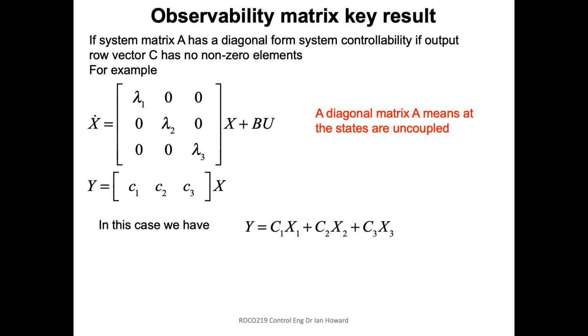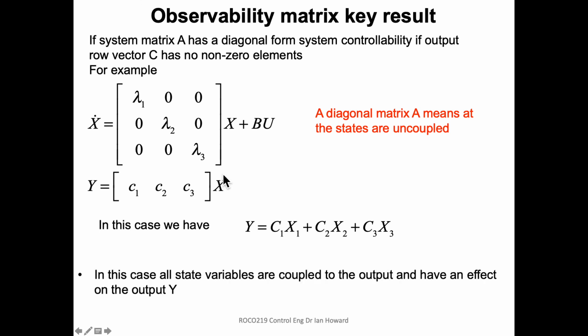So in this particular equation, now we care actually about the output as well, because we want to basically know from the output whether or not we can see the states. We see the output y equals c1 times x1 plus c2 times x2 plus c3 times x3. So x is here actually a vector. As you can see in this particular case, all the state variables are coupled to the output, so they all have an effect on the output. Therefore, the system's observable.